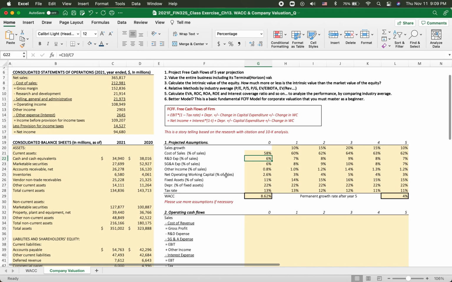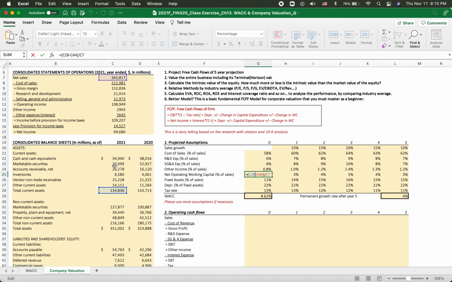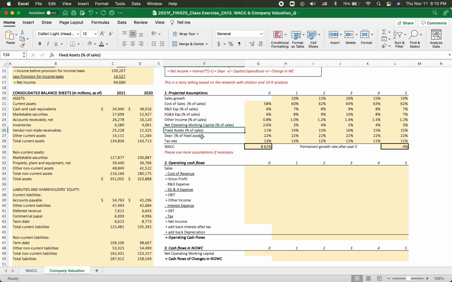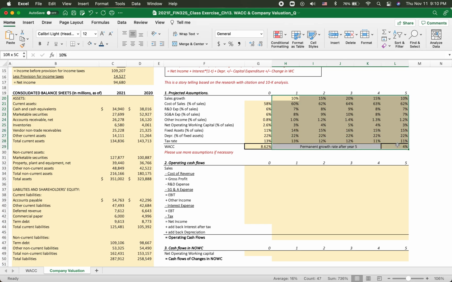And the net operating working capital also, we can calculate the difference between the current asset and the current liability as a percentage of sales. Fixed asset: the reason why we purchase the fixed asset is to produce the probable future benefit, which is sales. That's why we put the percentage of sales. Depreciation is a percentage of sales, and the tax rate, and then projected years 1 to 3 and 4, 5, need to be researched, right? We need to research to get that information.